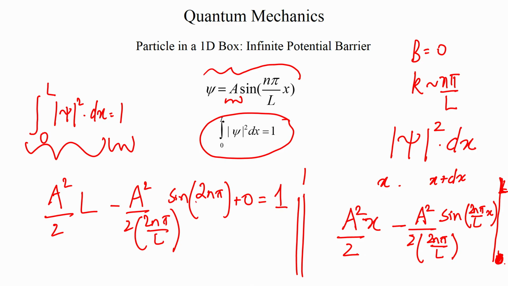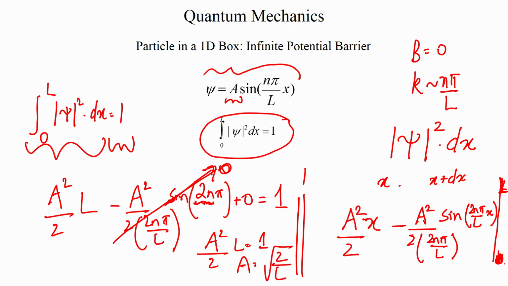Now you see that since this is an even integer times pi, this sinusoid term will always be 0. So therefore this term also vanishes. And you are only left with the fact that a square by 2 into L is 1, or a is equal to square root of 2 by L. So this is the outcome of applying this relation, that the probability of finding the particle somewhere inside the box is 1.